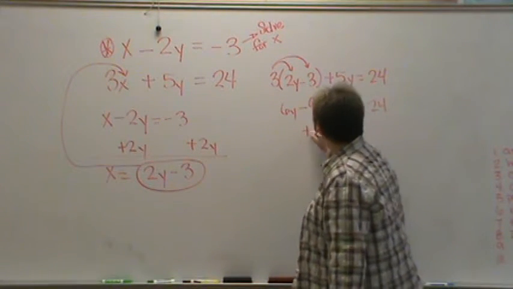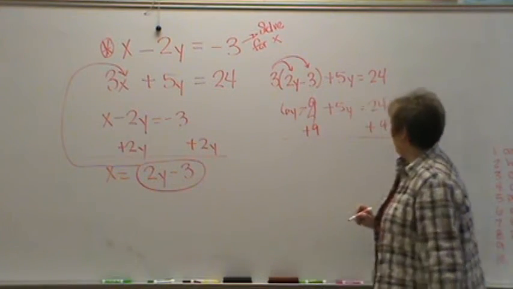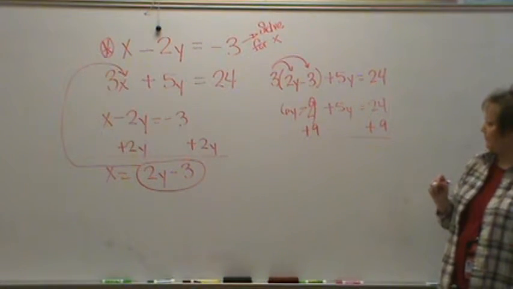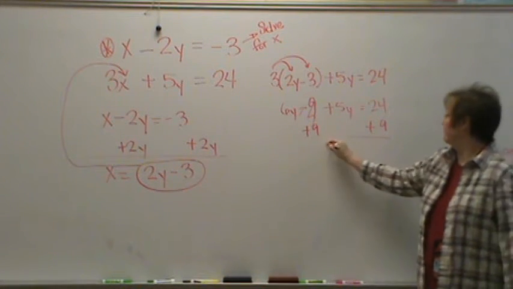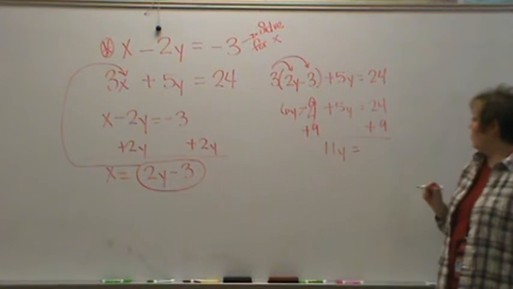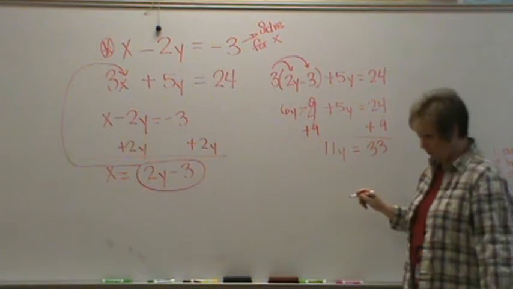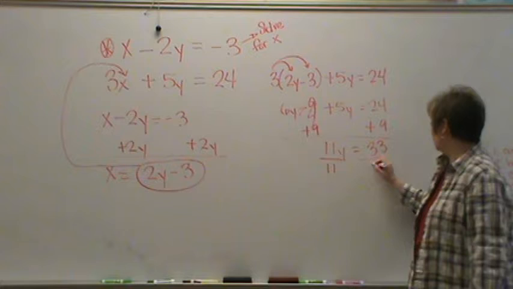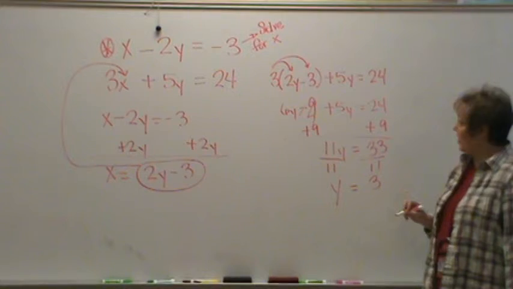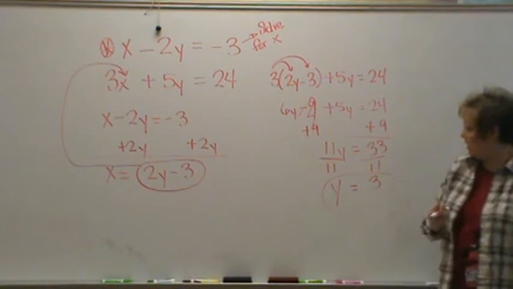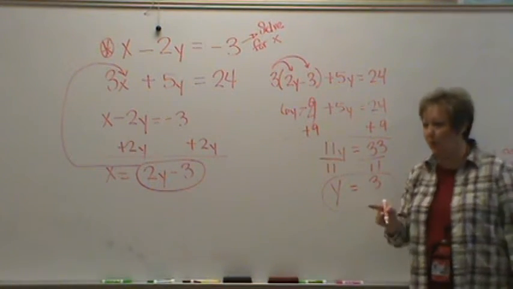Add 9. I can do that. So now what? 6y plus 5y. What is 6y plus 5y? 11y. 11y equals 33. You divide that out, which is 3. y equals 3. So the rest of the story here. Do I have the rest of the story? No. I only have half of my ordered pair.